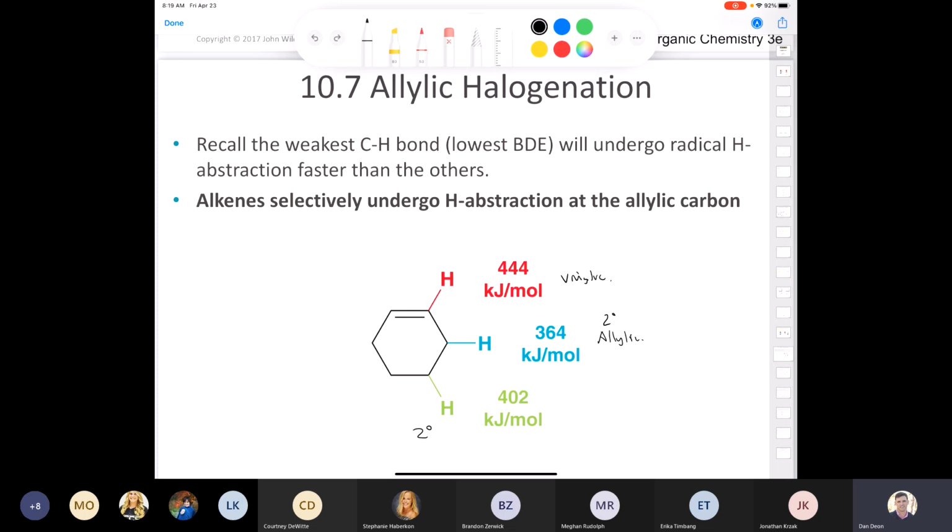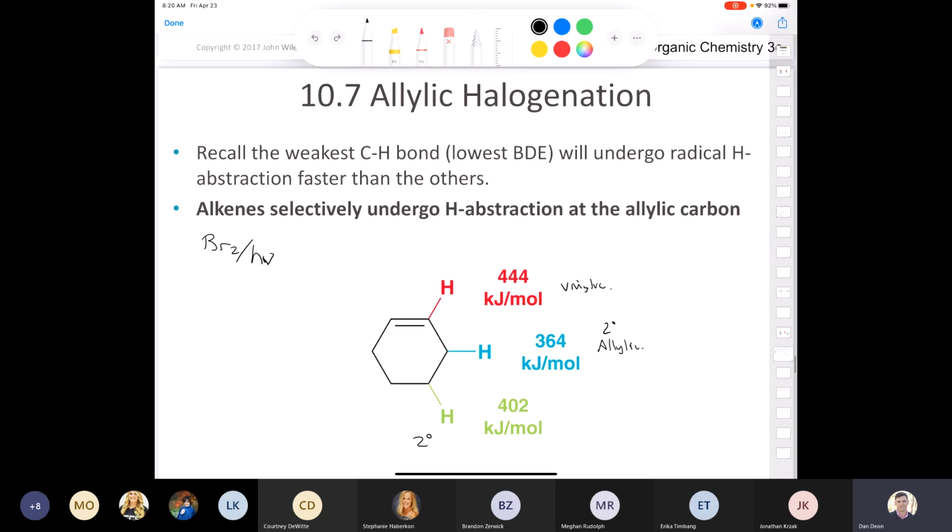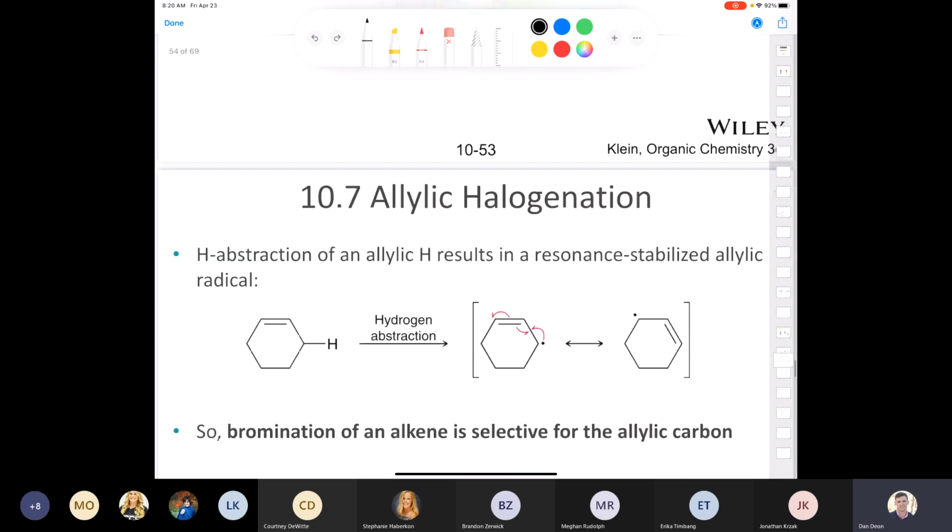But the thing is, there's a problem with that, because if I just take this molecule and treat it with our plain old Br2 in light conditions, well, you guys know that bromine can react with an alkene, can't it? All right, so this is where we run into an issue, and that's why we have to learn a new set of reaction conditions. Let me show you what you're going to do here.